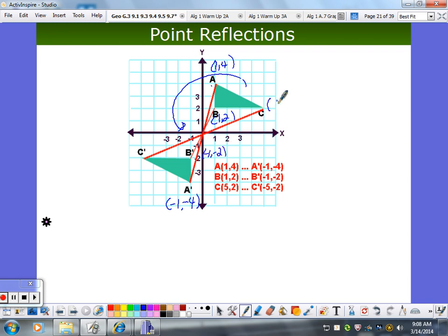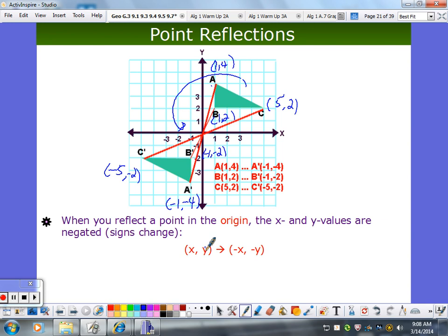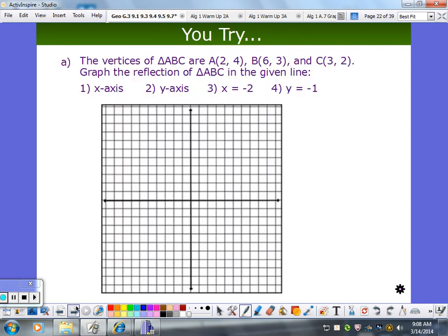Are we seeing the pattern that's forming after you do a point reflection? What happens to it? (x, y) becomes what? Yeah, what does it become? Negated. So you take the original point, make them negatives, and you've done a point reflection. So it's easier than looking for midpoints and distances, and you could do that, but yikes.